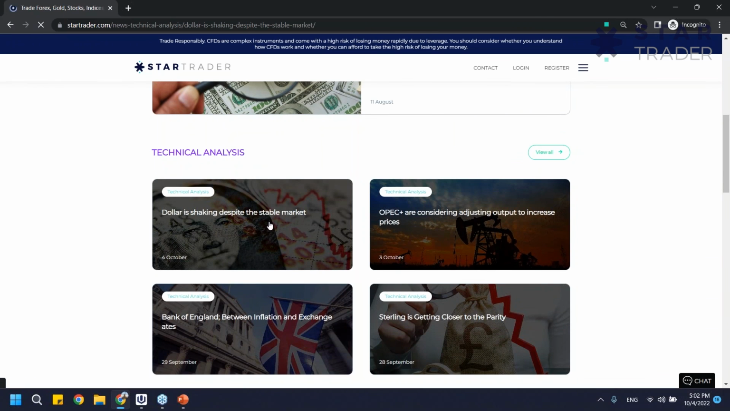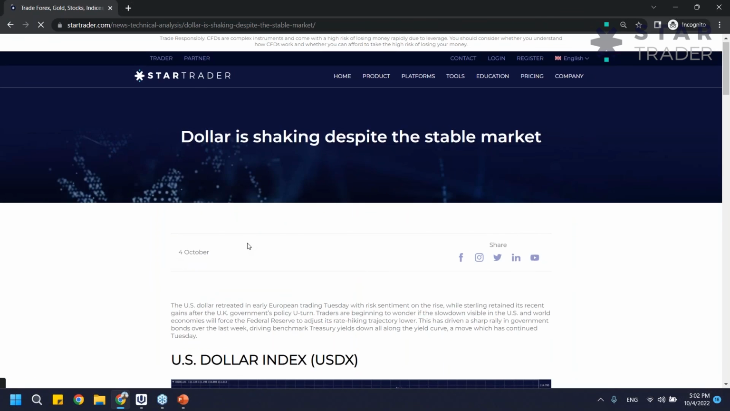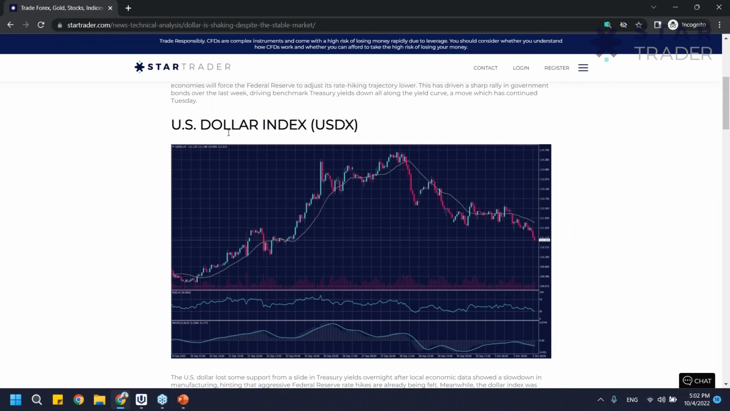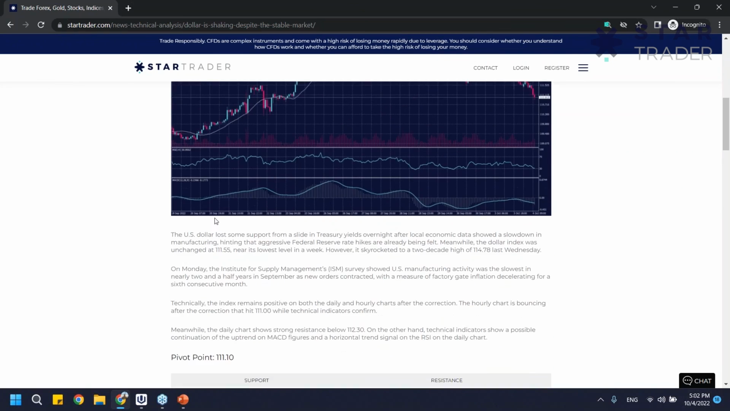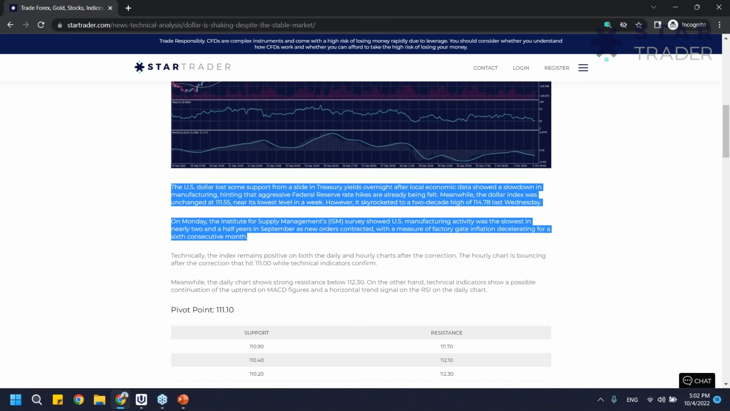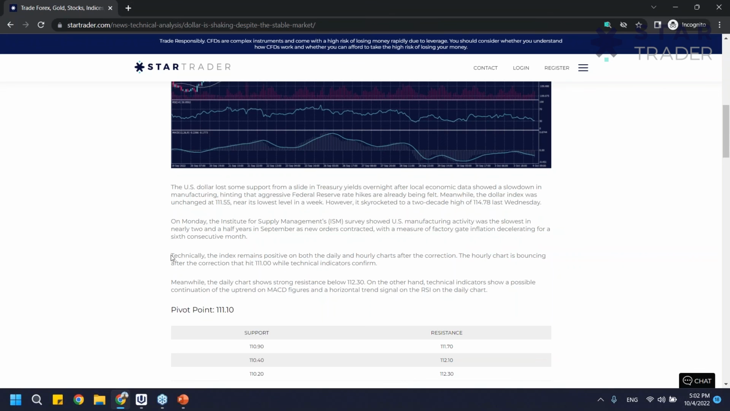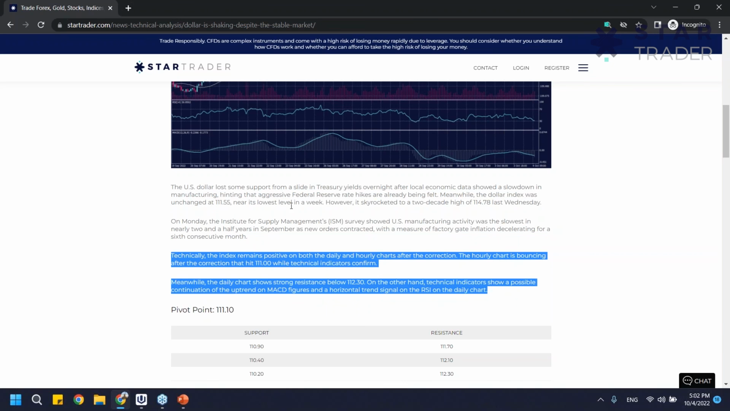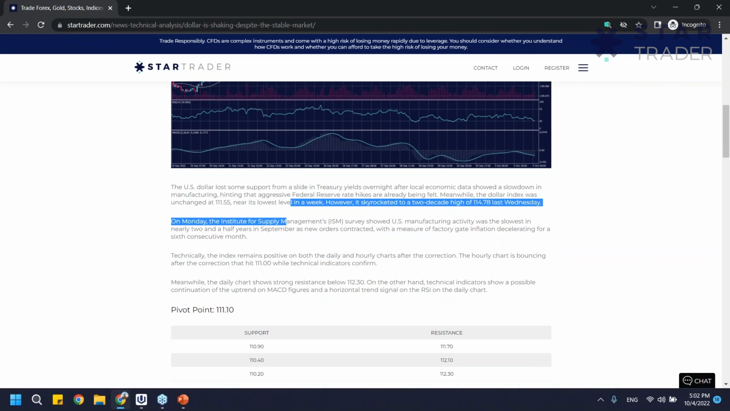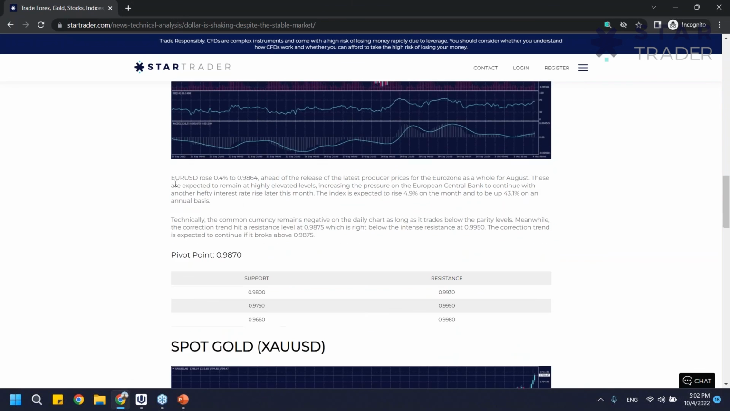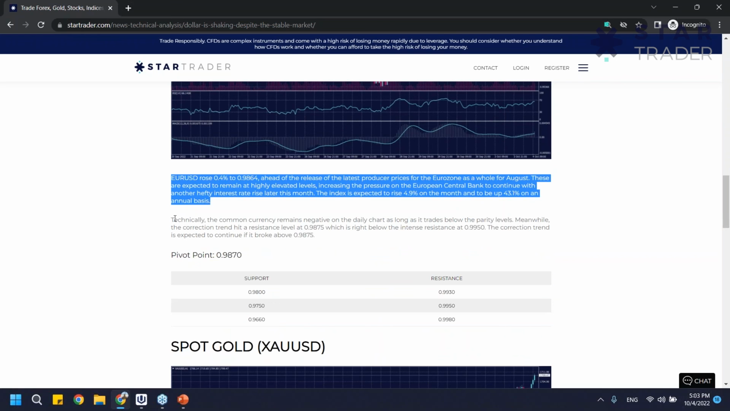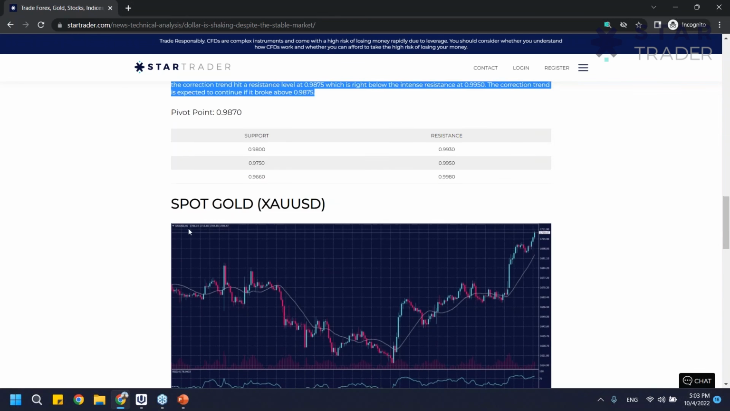You can go for today's report, for example, 4th of October. We have the major news, US dollar index, the major fundamental news here, what happened in the market, what happened in the economy for the US, and the technical analysis for the US dollar index, which reflects the US dollar. Moving next, we have the euro. Also, we have fundamental news and technical.